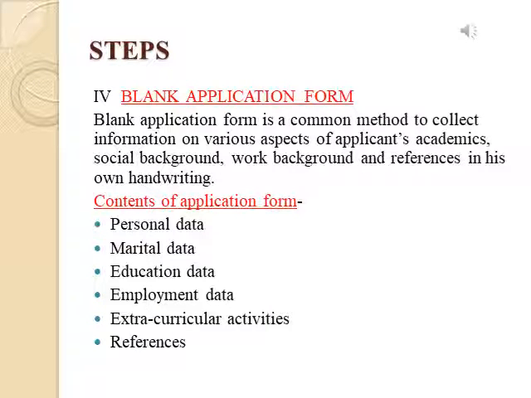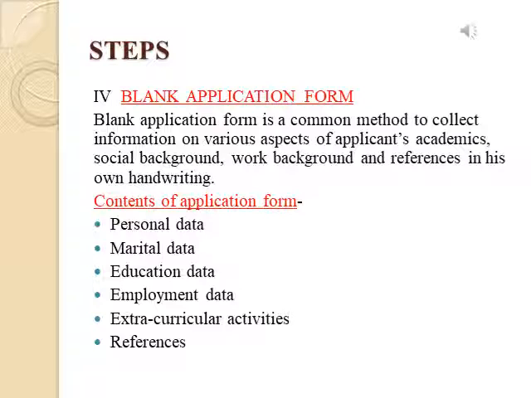The fourth step is blank application form. Blank application form is a common method to collect information of applicant on various aspects such as academics, social background, references in his own handwriting. Contents of application form can be personal data, marital data, education data, employment data, extracurricular activities, references.